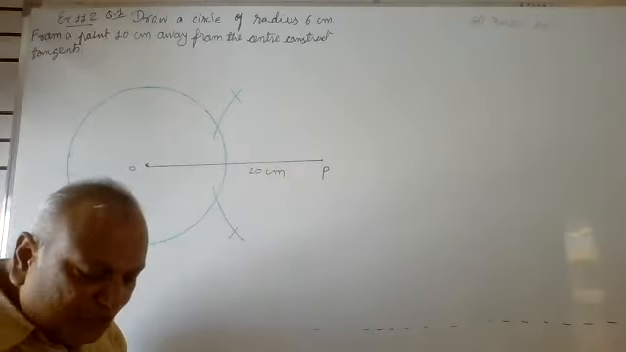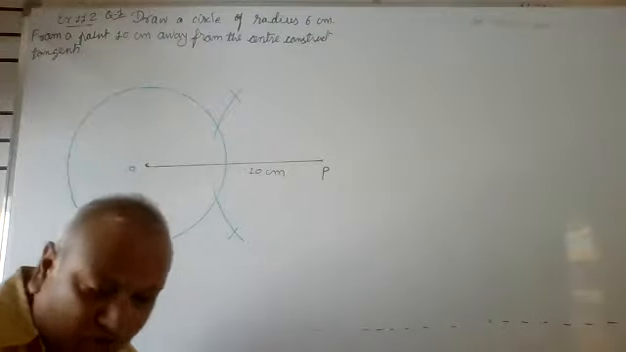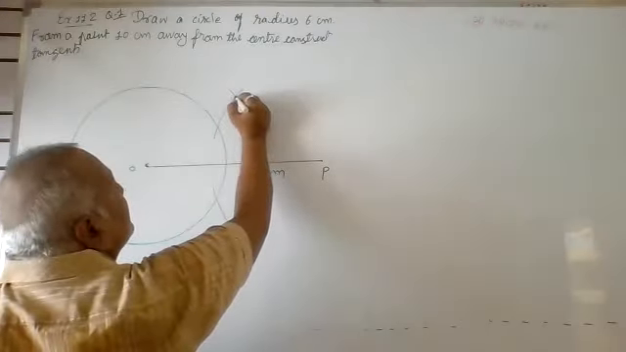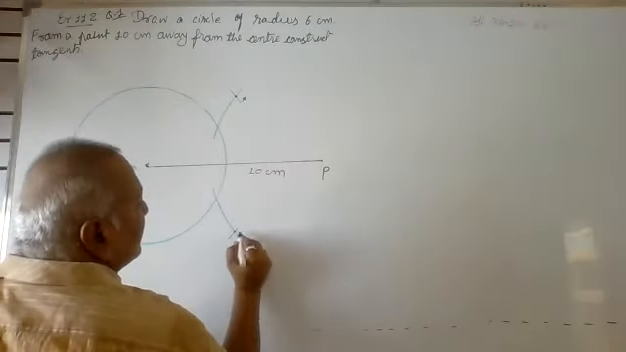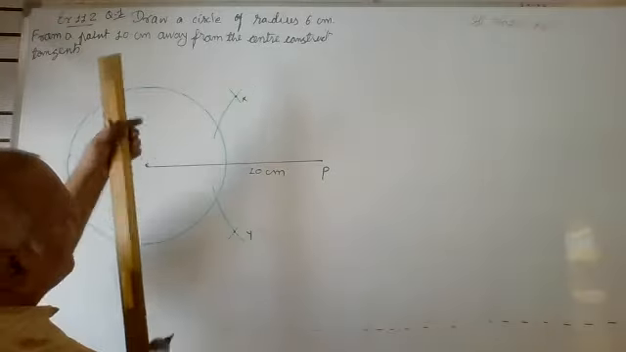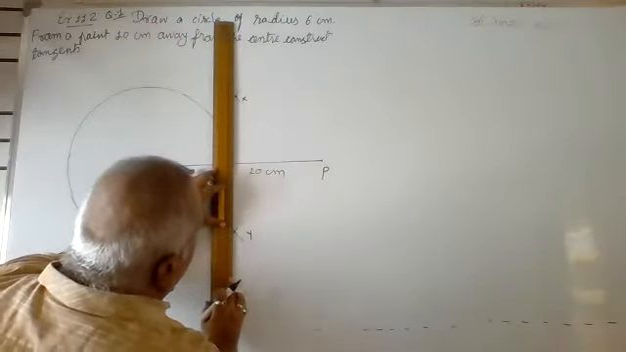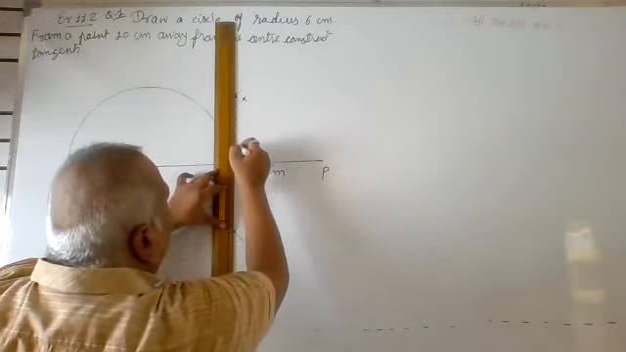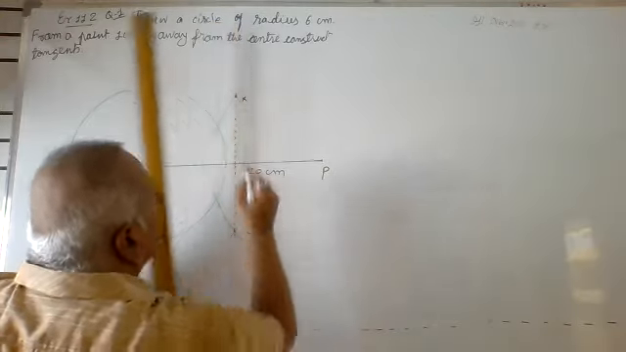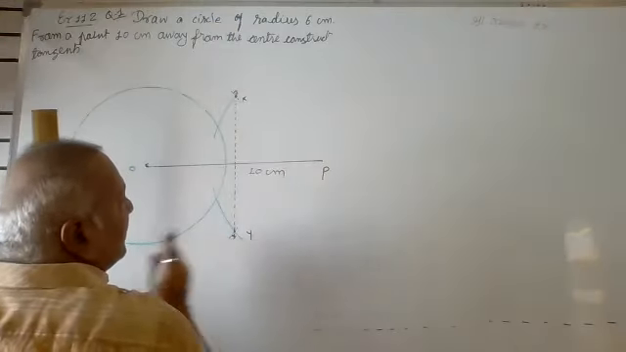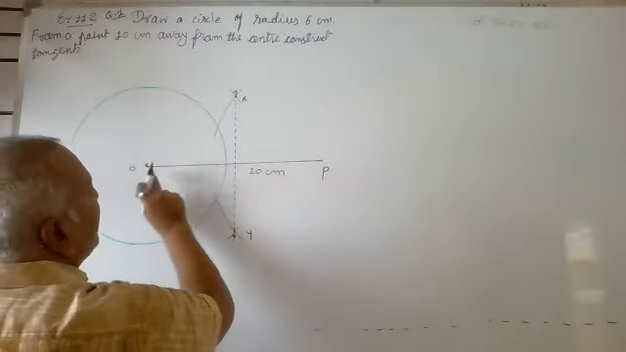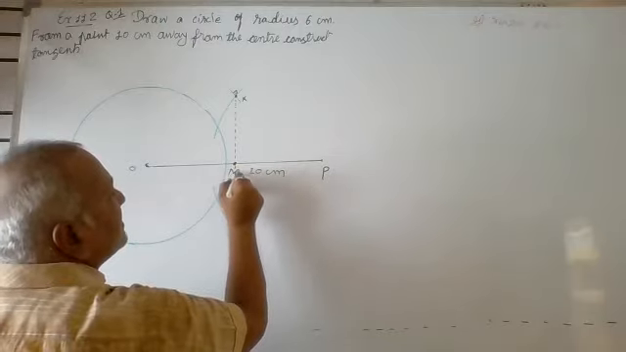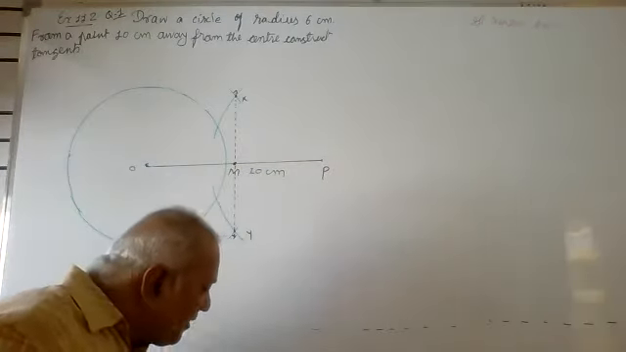Friends, through these two arcs we have to draw a perpendicular line. We can call the points X and Y. We should join X and Y. XY is the perpendicular bisector of OP, and where XY and OP intersect, we can call it M. M is the midpoint of OP.